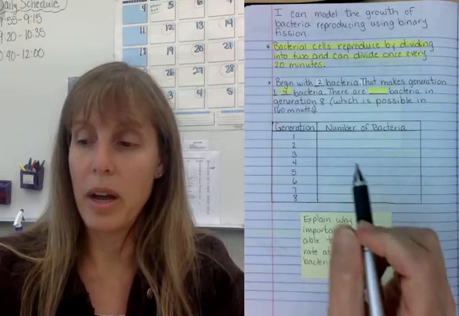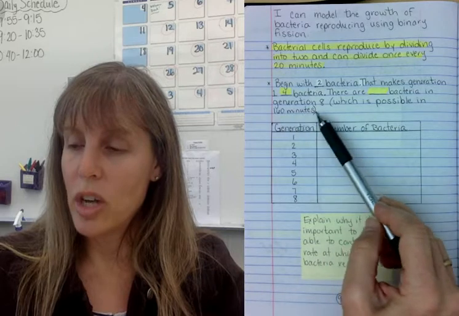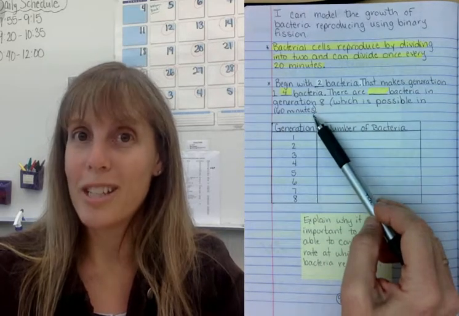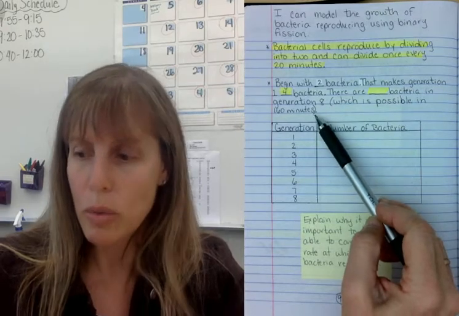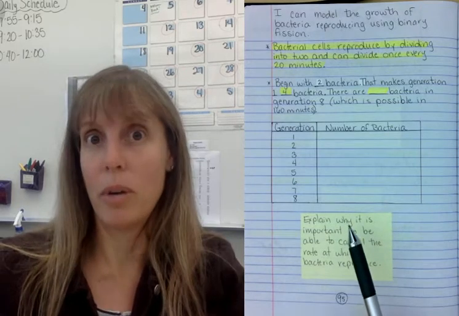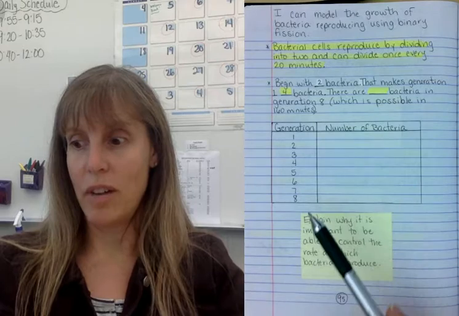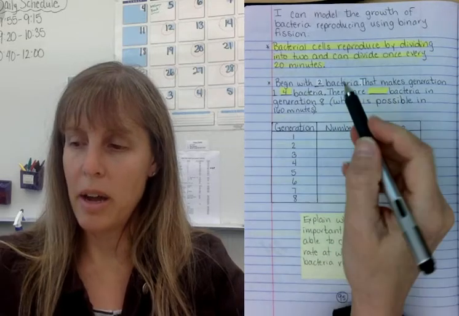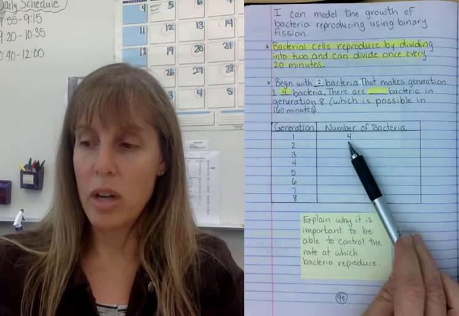Okay? There are how many bacteria you will find out in generation 8, which is possible in 160 minutes, which is about 2.5 hours. So in 2.5 hours, how many bacteria can be generated if they reproduce using binary fission in 8 generations? So generation 1, we said, is 4 bacteria, okay? And then you're going to double that.